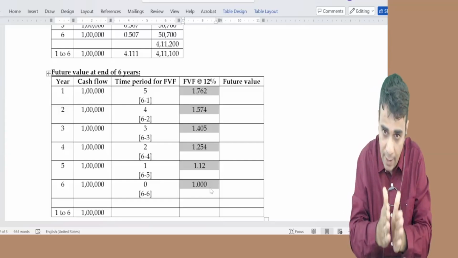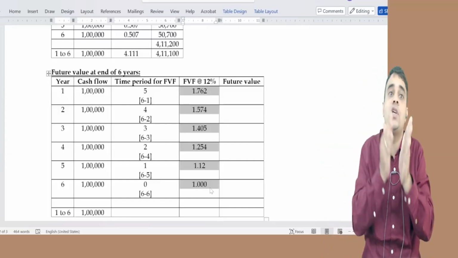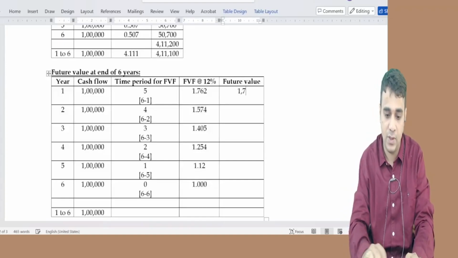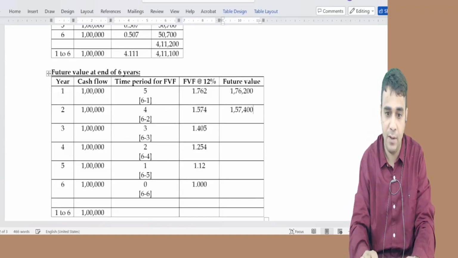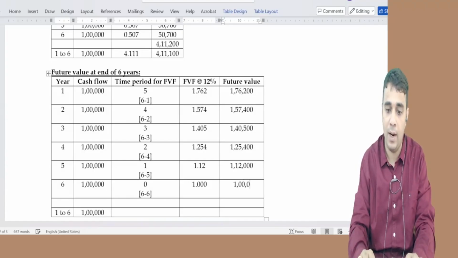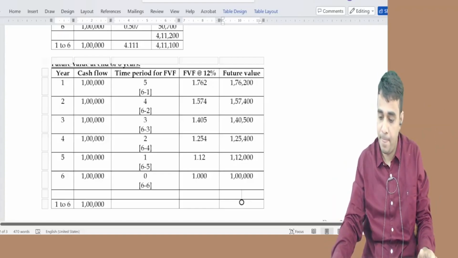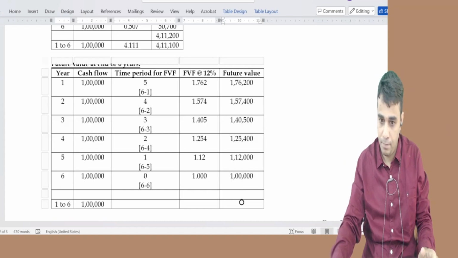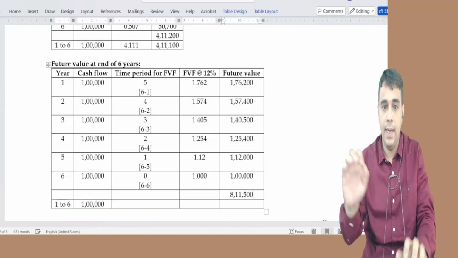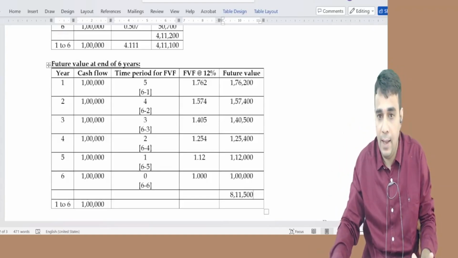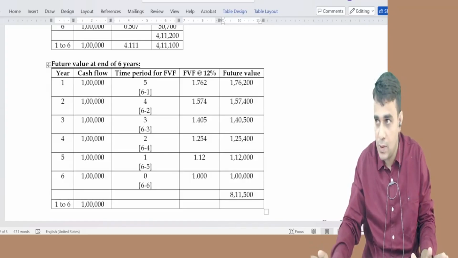Listen, present value you get by dividing, future value you get by multiplying. Get the factor and then do the multiplication. This will be 1 lakh 76,200, 1 lakh 57,400, 1 lakh 40,300, 1 lakh 25,400, 1 lakh 12,000 and 1 lakh. Tell me the total of all of this. How much? 8 lakh 11,500. Any doubts till this?